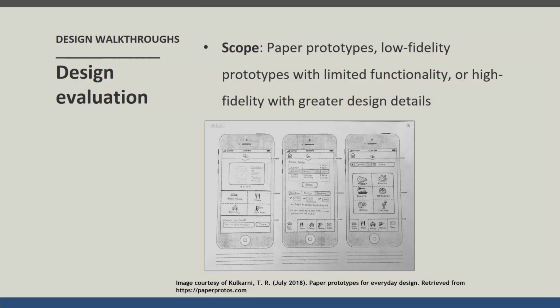Once again, a clear indication that we are paying more emphasis on formative evaluation methods, methods which are helpful in the formative stage. All these methods, if you use them early on in the process, you get more insights and more opportunities to improve your design. The scope of this method is fairly wide. From paper prototypes to low fidelity prototypes with fewer design details, to very high fidelity prototypes with a lot greater design detail, this method is applicable.